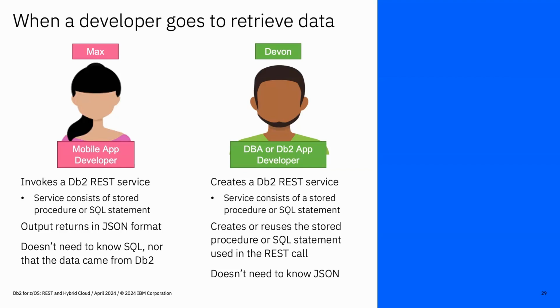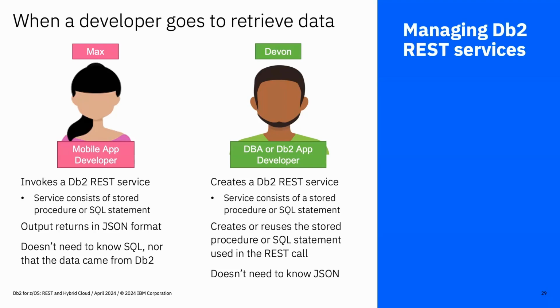So Max, our mobile app developer, is going to be the person who has the authority to invoke a DB2 REST service, again, consisting of a stored procedure or SQL statement. The output is going to be returned in JSON format. So Max does not really need to know SQL, nor that the data came from DB2. They're just going to be looking at JSON. Devin, on the other hand, is going to have the authority to create a DB2 REST service or reuse a stored procedure or SQL statement that's used in the REST call. But they don't necessarily need to know JSON. They're the ones that are going to be creating the service.